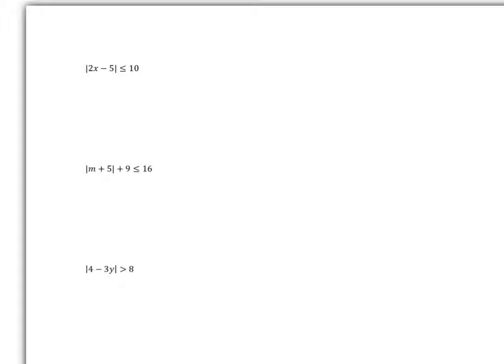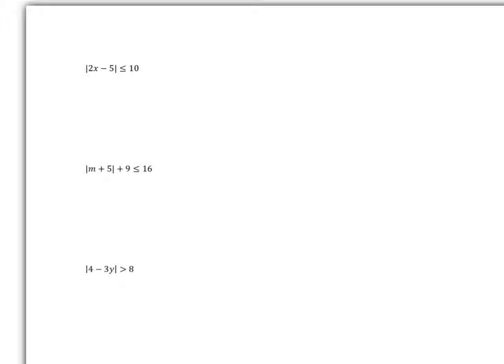Welcome to 9.3 part 2. We did the equations with the absolute value. Now we're going to do the inequalities with the absolute value. So once again, we always want to solve for the absolute value, or isolate it, whether it be an equation or an inequality, before we do the positive and negative case.